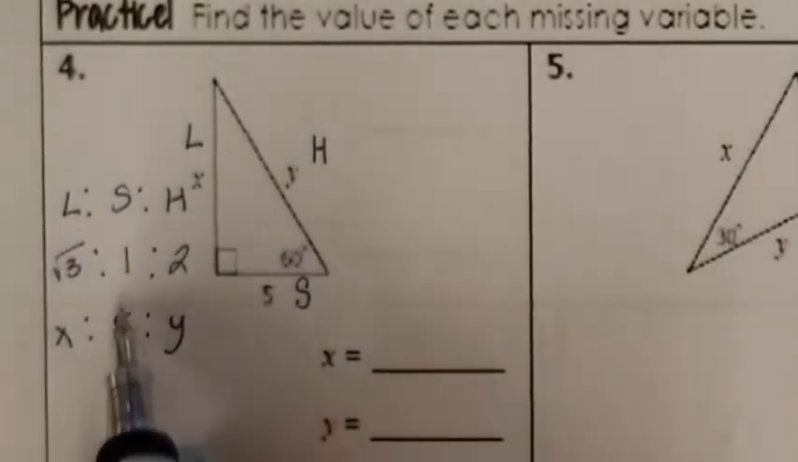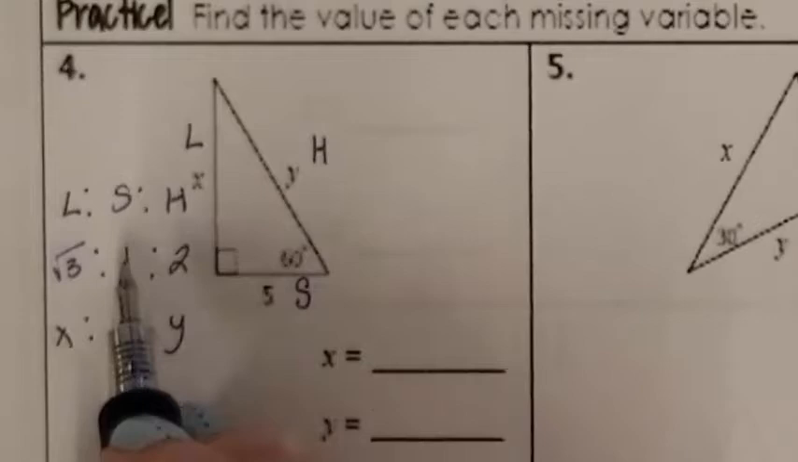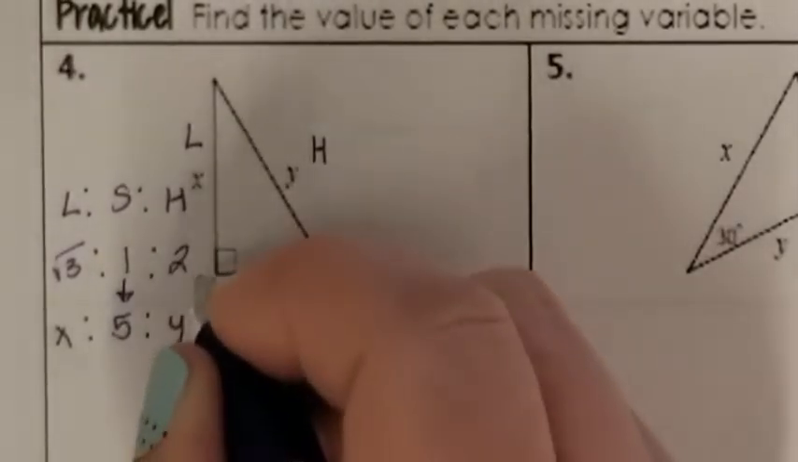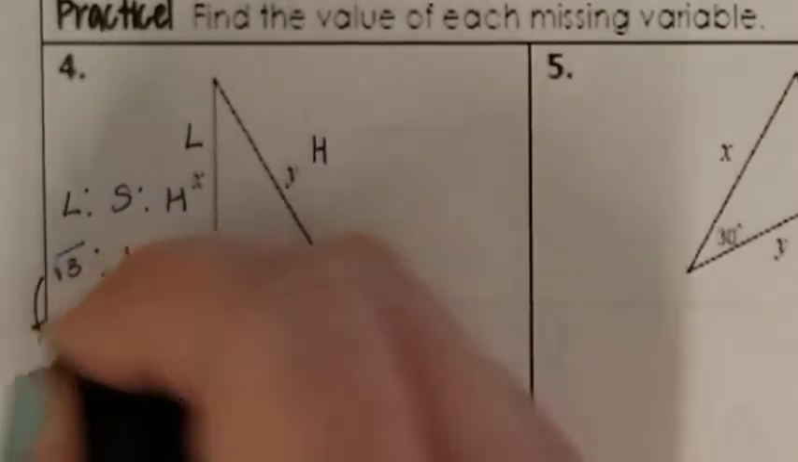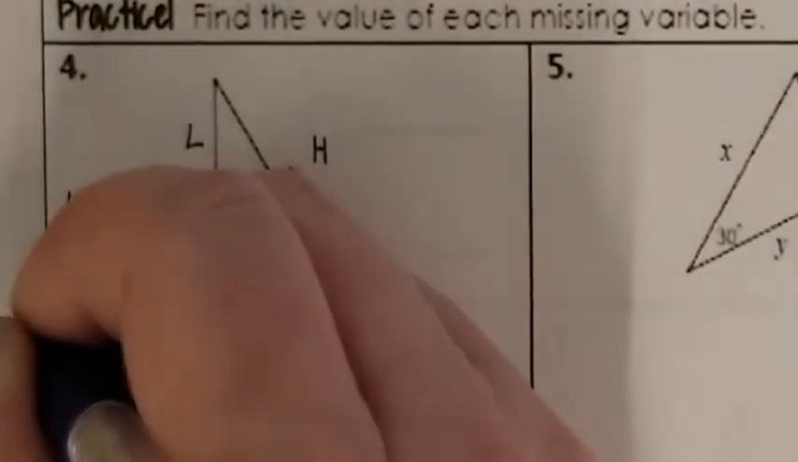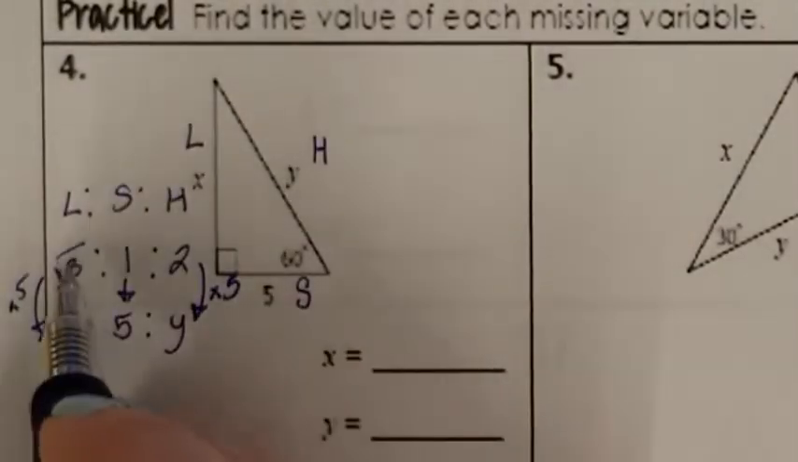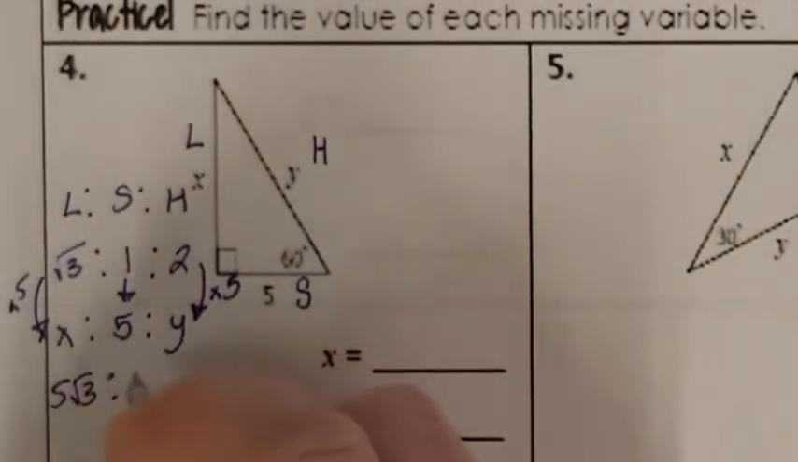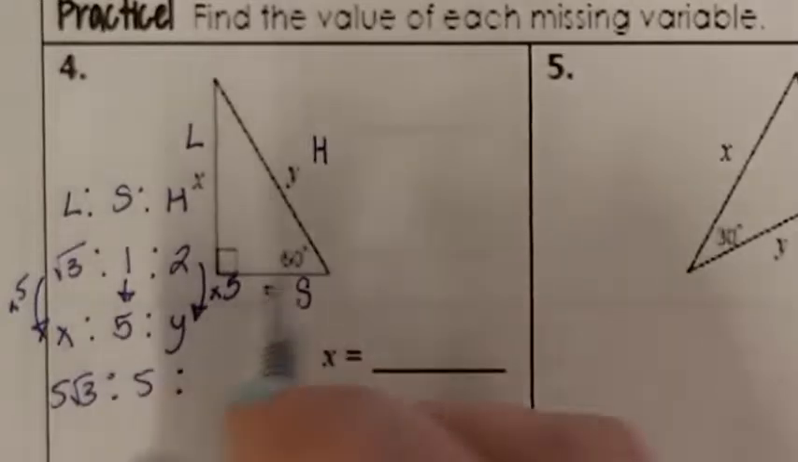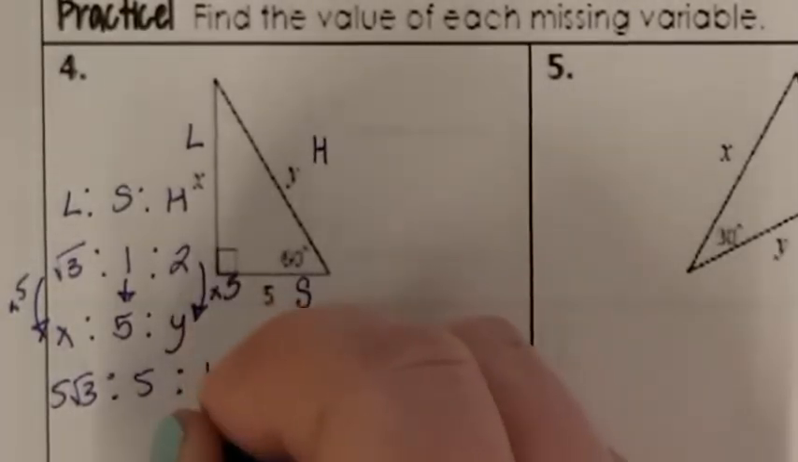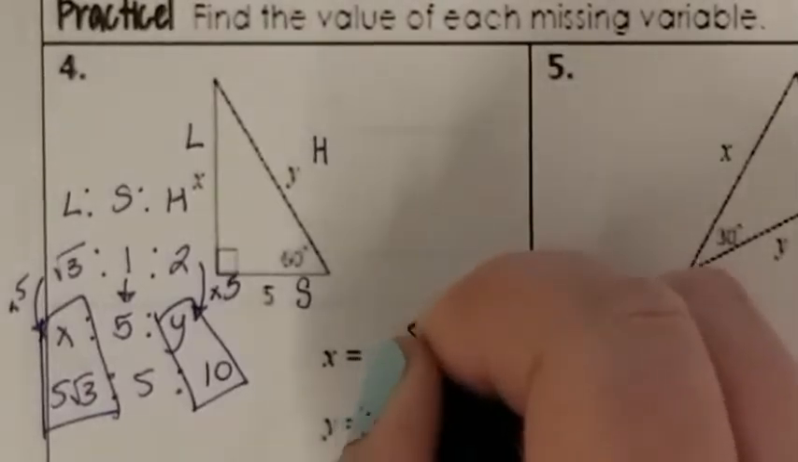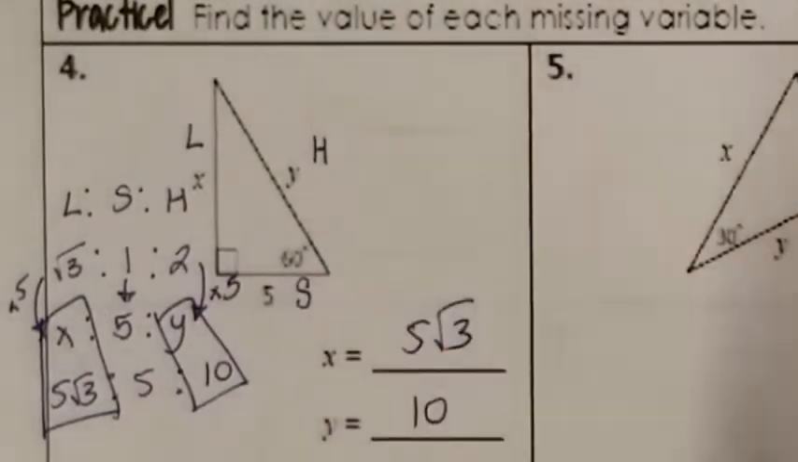I only know one full complete ratio, which means I need to figure out what did I multiply the 1 by to get this 5. Well, I know I multiplied it by 5, which meant everybody else is also going to get multiplied by 5 to get the next. So root 3 times 5 gives me a 5 root 3. We already knew the 5. Now what about my y? 2 times 5 gave me a y of 10. So I found my x and I found my y. My x is 5 root 3. My y is a 10.